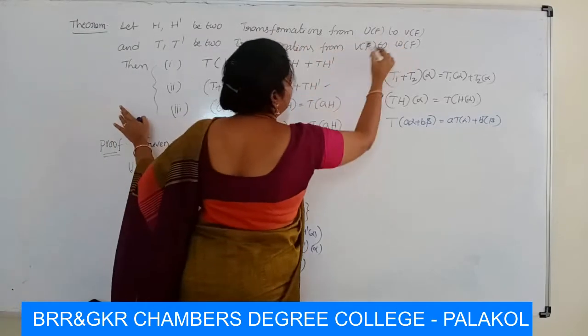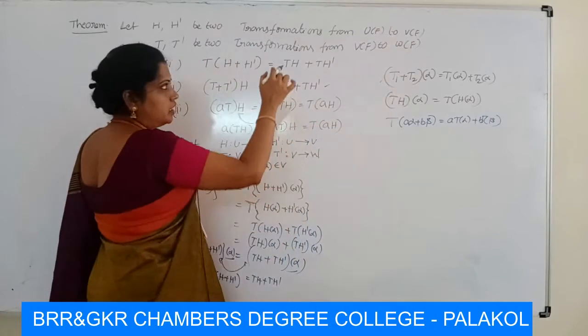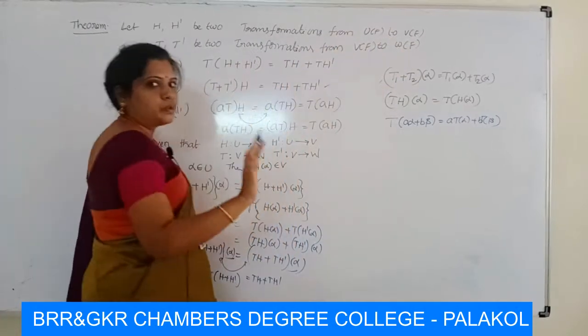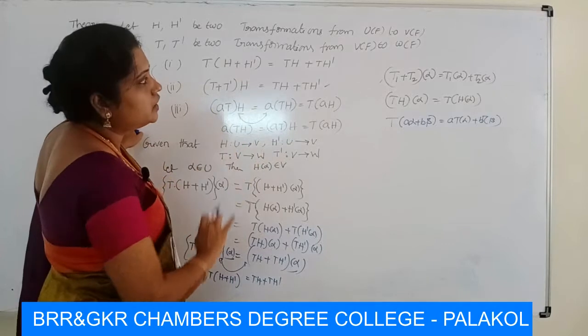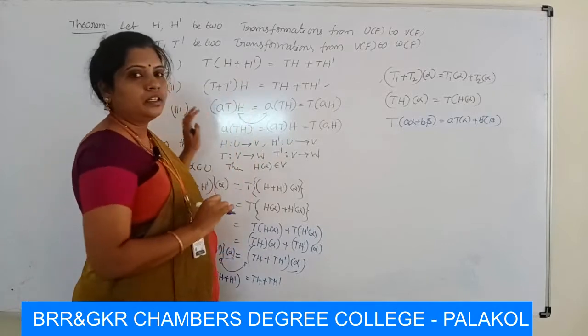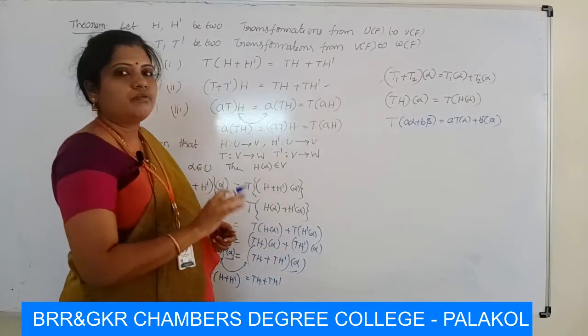Here we have transformations from U of F to V of F and V of F to W of F. These three are vector spaces, and we will be mindful about that. Those three are vector spaces over the same field F.